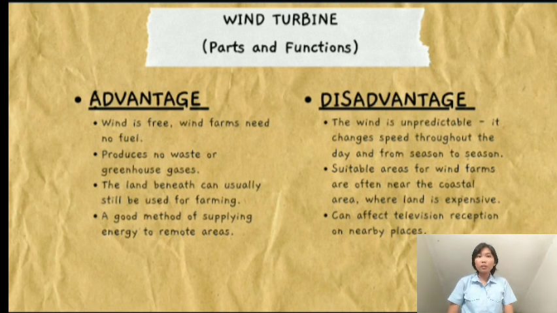And its disadvantage is first, the wind is unpredictable. It changes speed throughout the day and from season to season. Suitable areas for wind farms are often near the coastal area, where land is expensive. It also can affect television reception on nearby places.